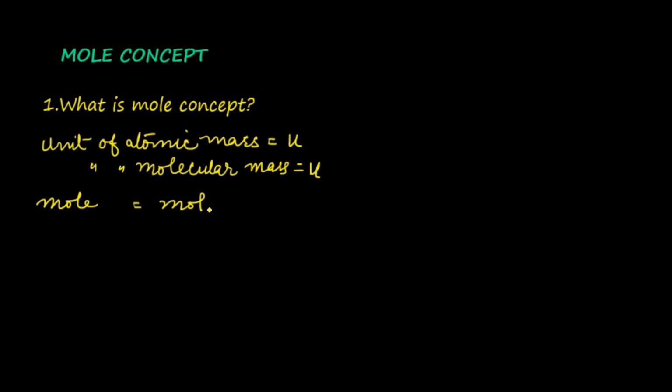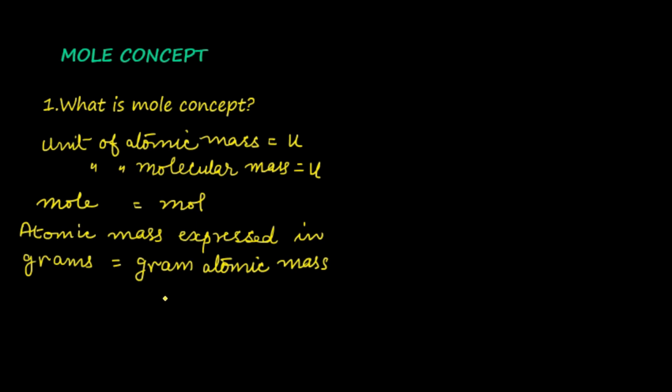Note their difference. Atomic mass expressed in grams is called gram atomic mass. Gram atomic mass is shortly written as GAM. That is, when we write atomic mass, we use the unit U. When we give the same mass in gram, then we call it gram atomic mass. We use the unit mole and the symbol is mol. Let us take a few examples to understand this.